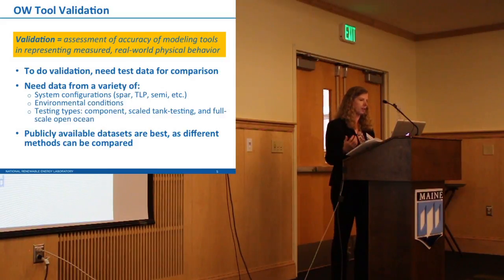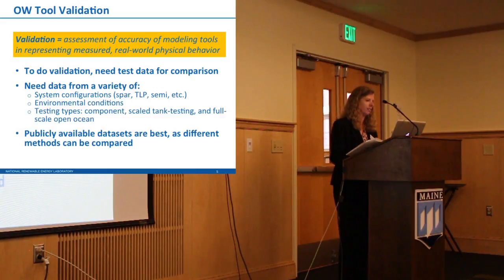So an offshore wind modeling tool can be validated for a specific type of system such as a spar, TLP, or semi, but to understand if it can be used for a variety of systems and to be able to create new types of floating offshore wind systems, we need to really validate it for an array of types of systems, as well as a lot of different environmental conditions and a lot of different types of tests. So tests such as ones at a component level, as well as scaled tank testing and full-scale open ocean testing, because all these different types of tests really pinpoint and focus on different parts of the tool for validation.